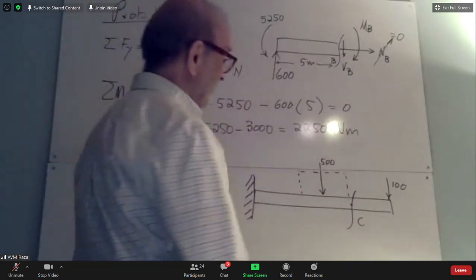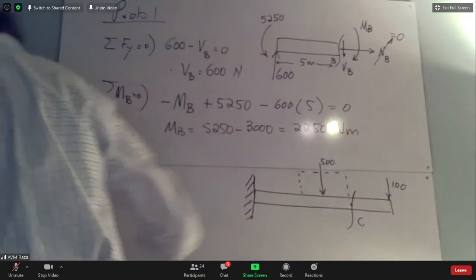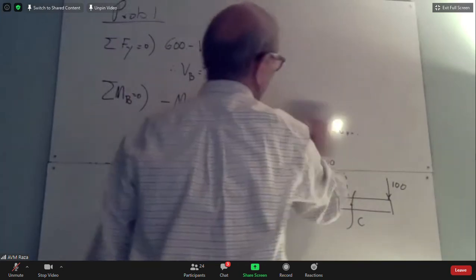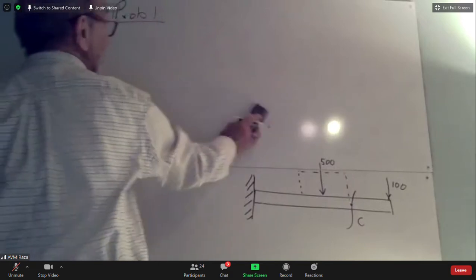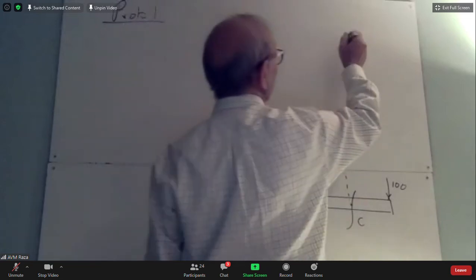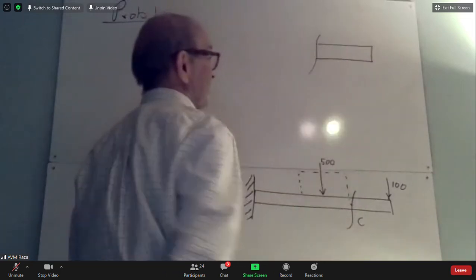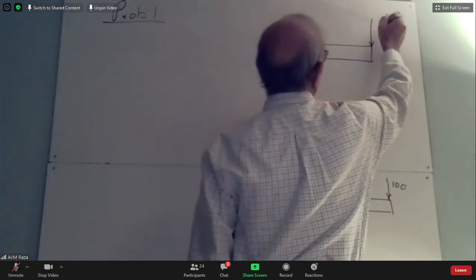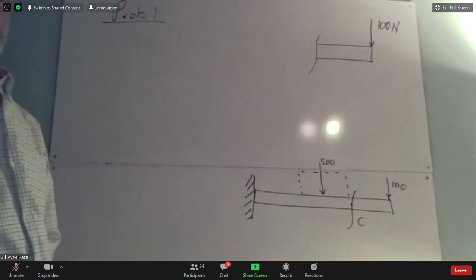I won't need them, because if I draw the free body diagram of the right hand side, this is how it will look. Let me show you. So if I take a section at C and draw the free body diagram, it will look something like this. So this is my section at C. I got 100 Newton force there.